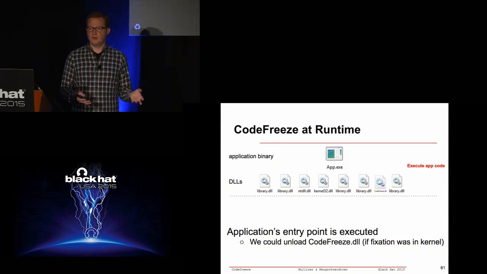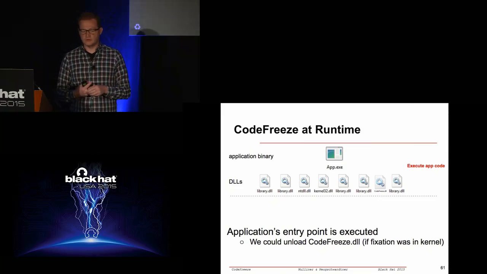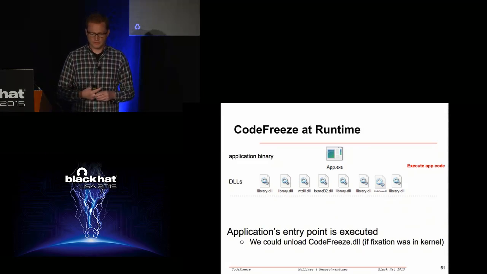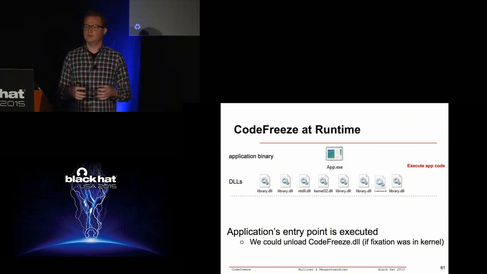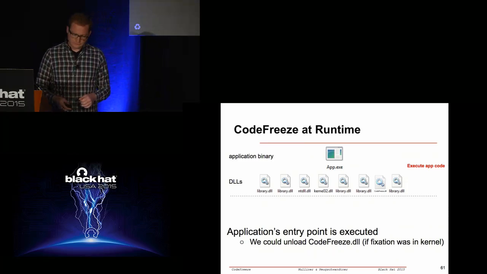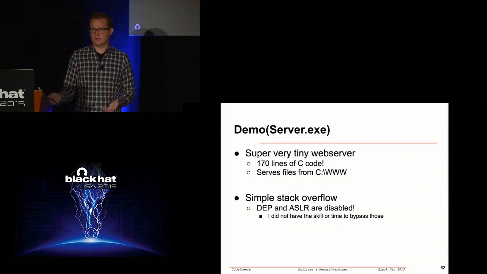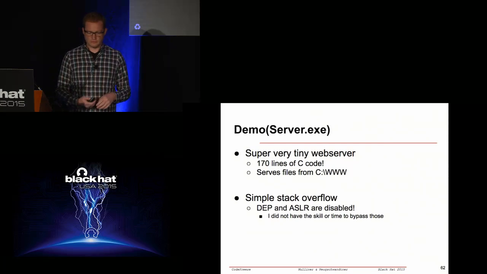From there on we could even unload our library. In our prototype we couldn't do that because we still have this userland hooking. But if the userland hooking for the page protection were moved to the kernel, we could just unload our DLL, and the application would just run normally. It's just some code removed.